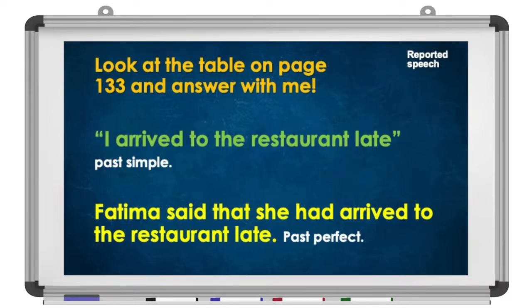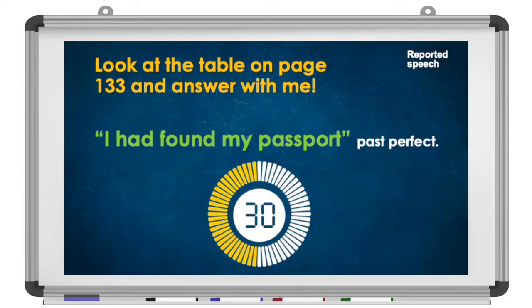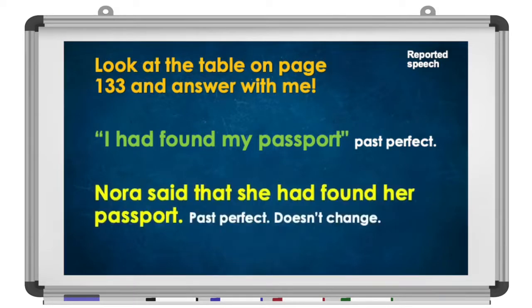Well done. I had found my passport. It's in the past perfect. Is there anything older than the past perfect? Ask yourself. If you're lucky, the exam will have past perfect direct speech. I had found my passport will be reported as Noura said that she had found her passport. When you find the sentence in the past perfect, all you have to do is change the pronoun, time or place reference if there was any. The tense will remain the same because there is nothing older than the past perfect.